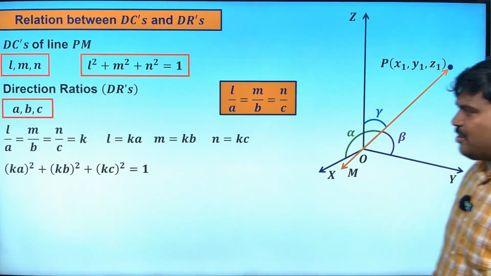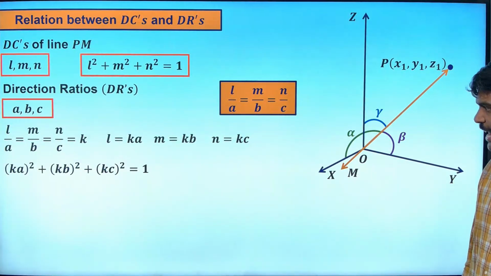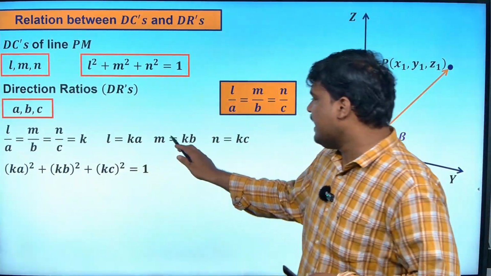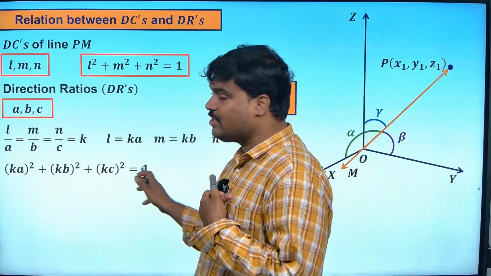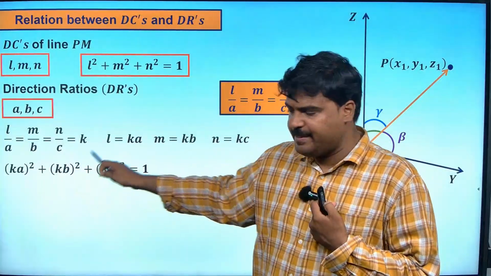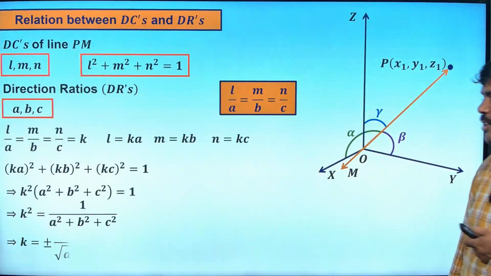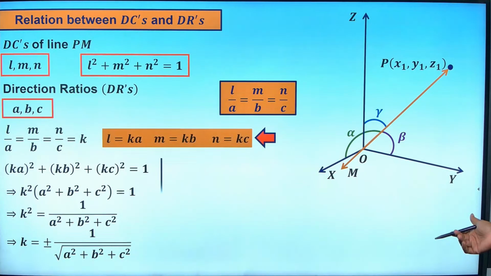For these three to be equal, all three should be a constant k. It has to come as one k, so I will take it as k. If I take it like this, L will be equal to Ka, M will be equal to Kb, and N will be equal to Kc. And I know L square plus M square plus N square is 1. So in the place of L, I will put Ka, in the place of M, Kb, in the place of N, Kc. So this will come as K square into A square plus B square plus C square. So K will become 1 by plus or minus root of A square plus B square plus C square. The derivation may look like this, but when you go to sums, it will be very easy. Look, I will show you a sum.